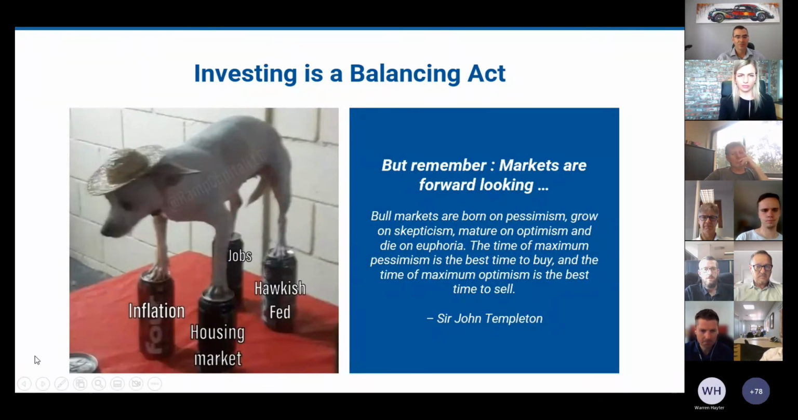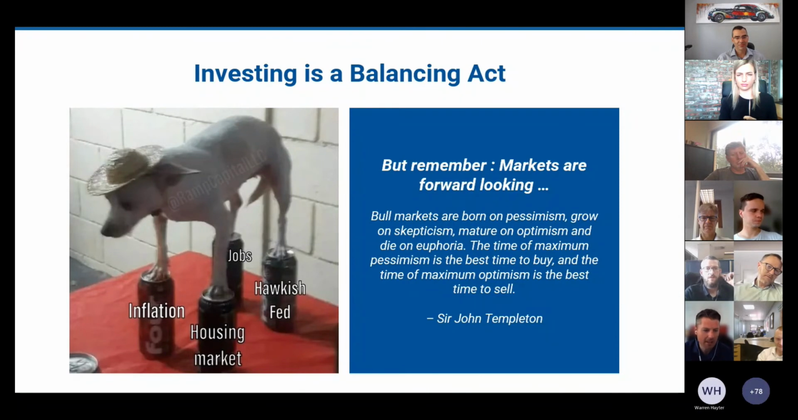And yeah, I think we can all feel a bit like this dog. This dog is standing in the US, particularly US jobs, hawkish Fed, housing market, inflation, trying to balance on them. It is a tough balancing act. As you can see with the dog's tail, it can be quite a scary environment to be in.